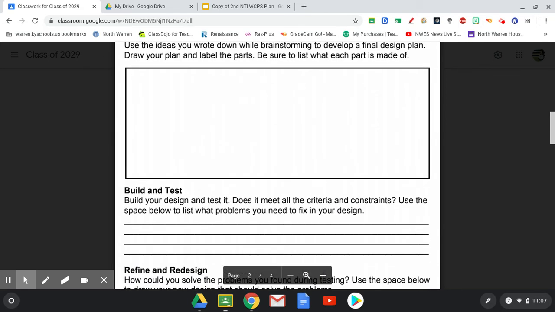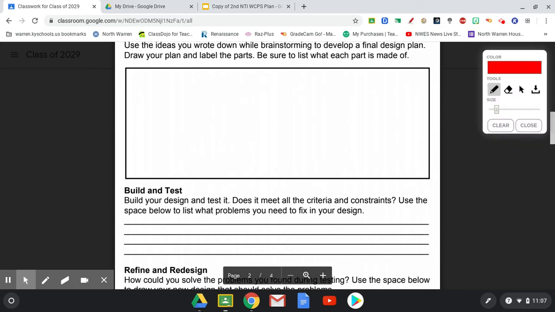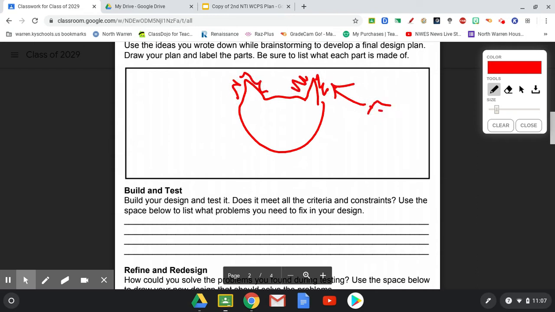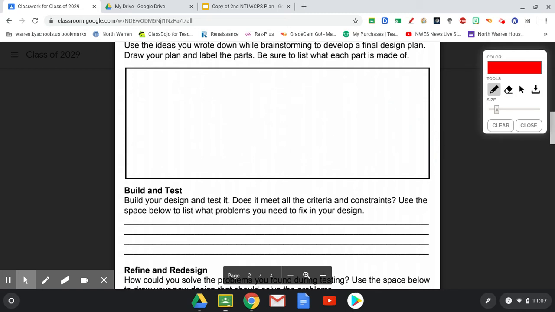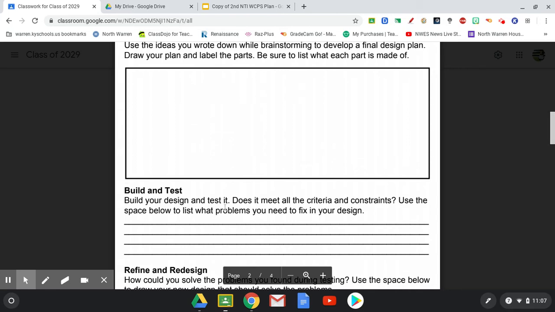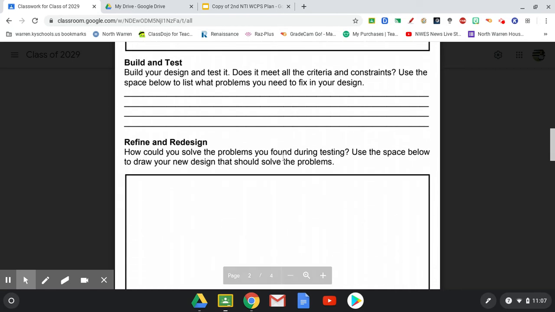So if I was doing this and I had my monster here, I would say, okay, his ear, maybe I have fur right here. I would label that and say, okay, these are fuzzy. So you would need to label your project. If you are able to build it, you're going to build the monster that you created and test it to make sure, can it hold on its own?